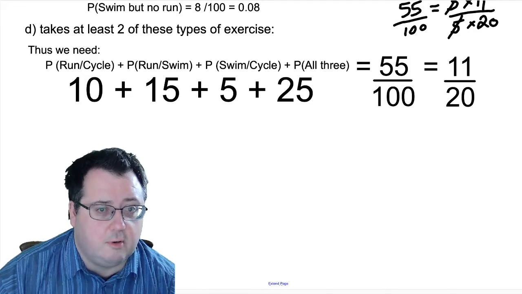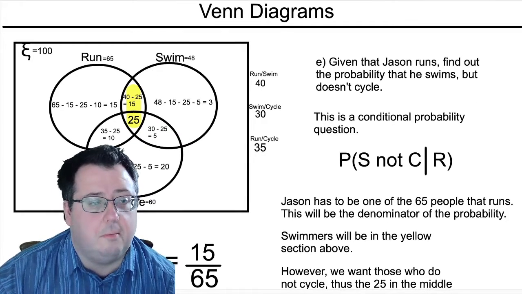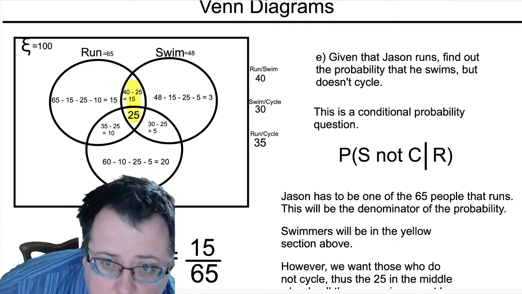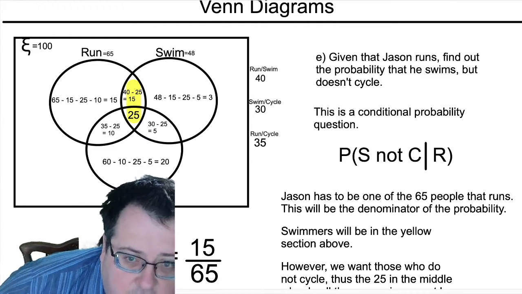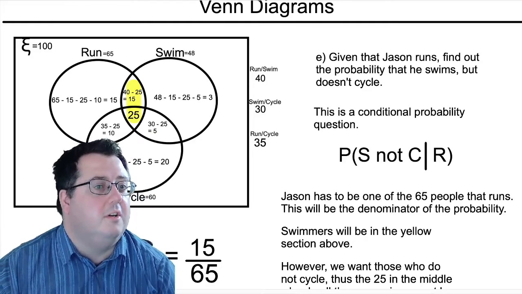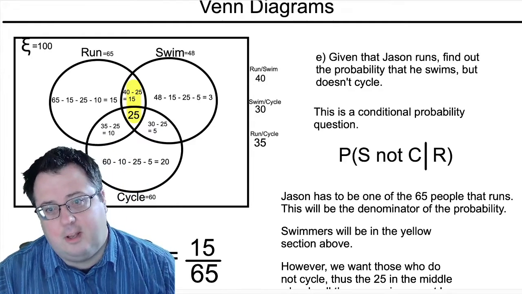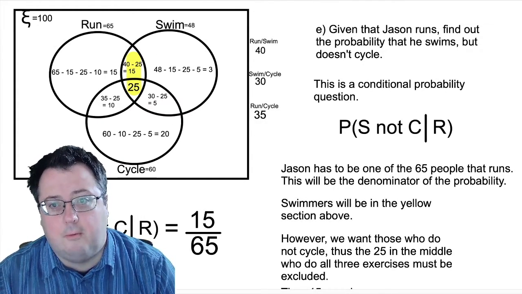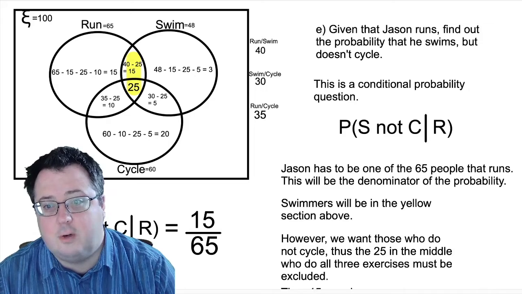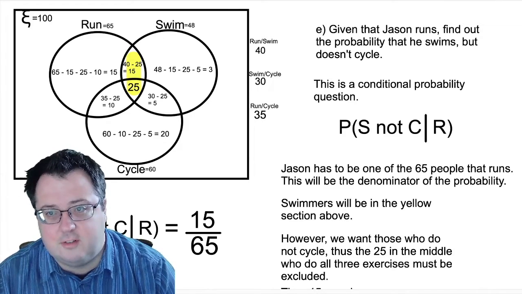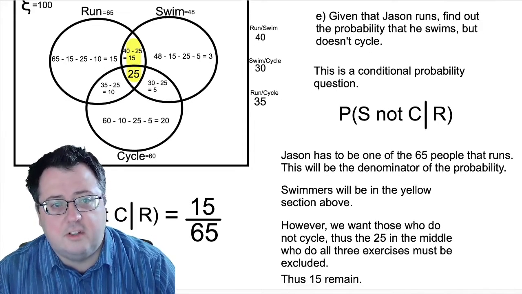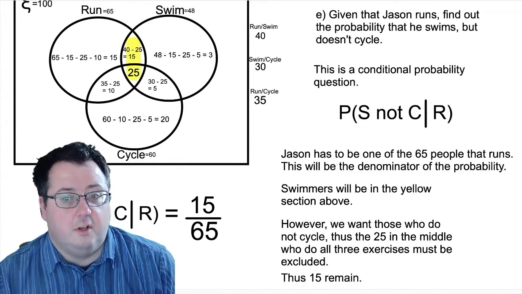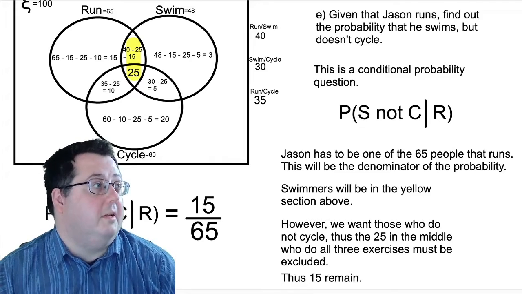Good. The last question was a conditional probability question, and this is where things get really tricky. Given that Jason runs, find out the probability that he swims but doesn't cycle. Okay. Conditional probability: swims, not cycle, but runs. Swims, doesn't cycle, but runs. So Jason has to be one of the 65 people that runs. This will be the denominator of the probability.